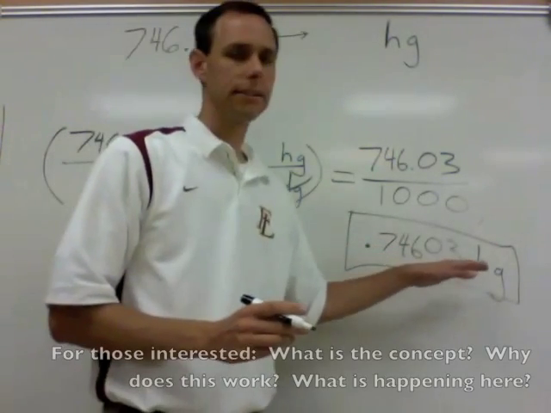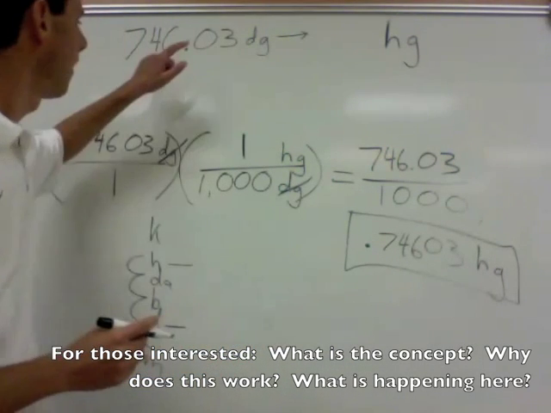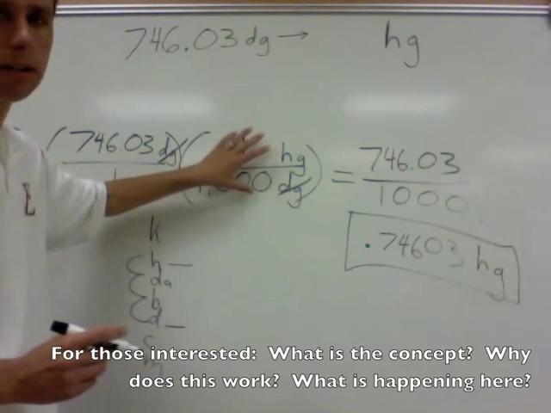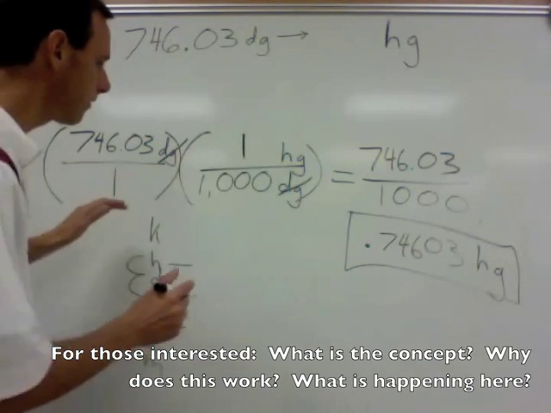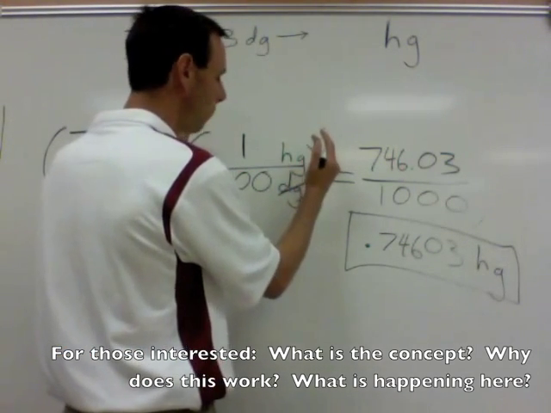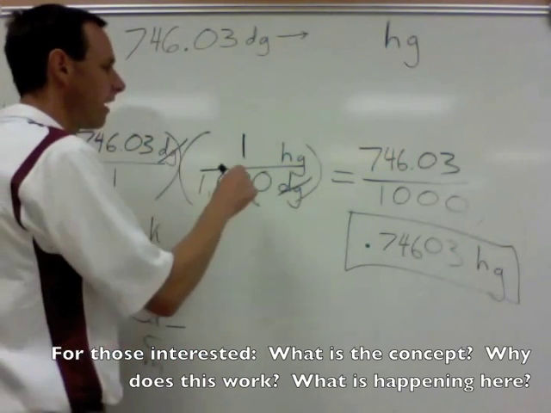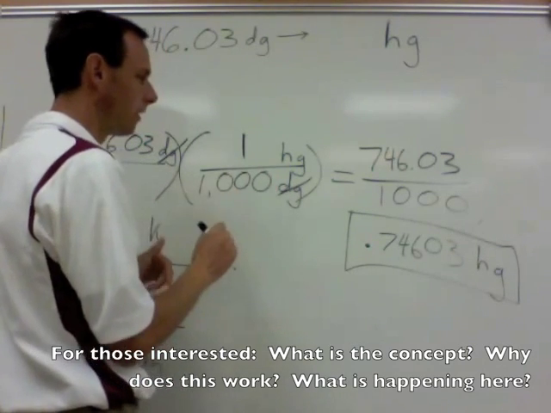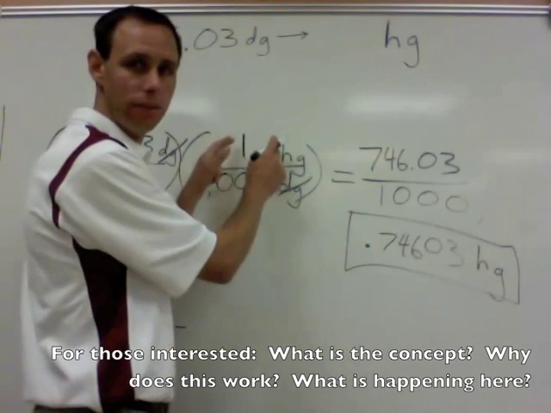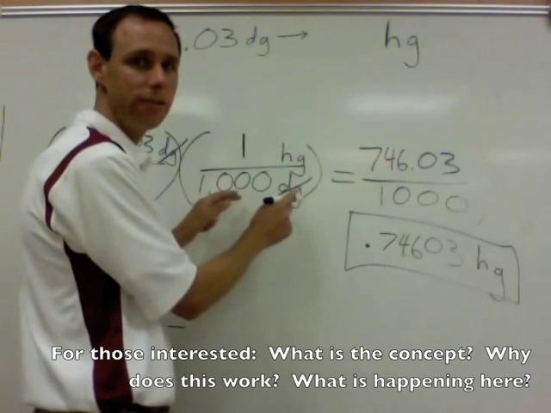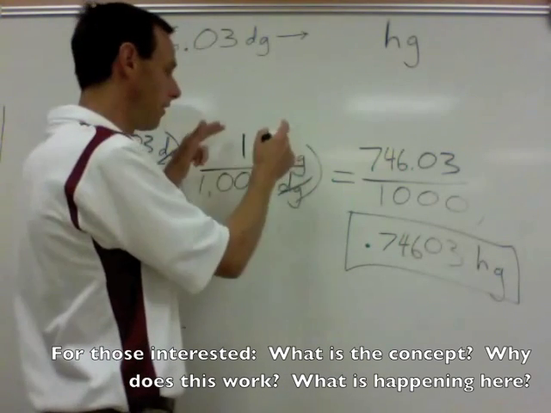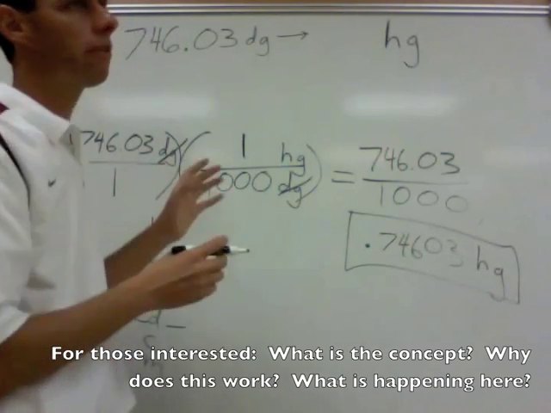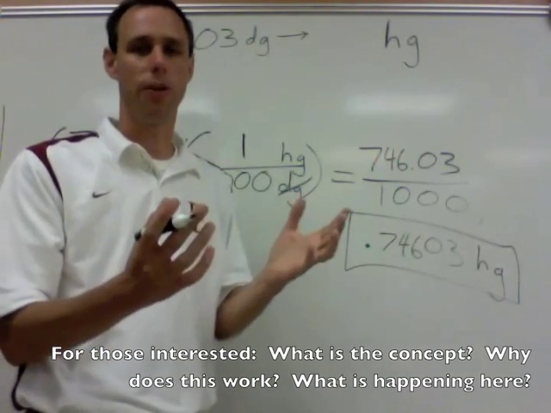This mass is the same mass as what we started with, even though we multiplied it out. The reason why it's the same mass is because really this is a 1. All we've said is for every 1,000 decigrams, that's 1 hectogram. So this is the same number divided by itself. It's just different numbers because it's different units. So we really haven't changed the value of the number. It's the same mass if you held it in your hands.